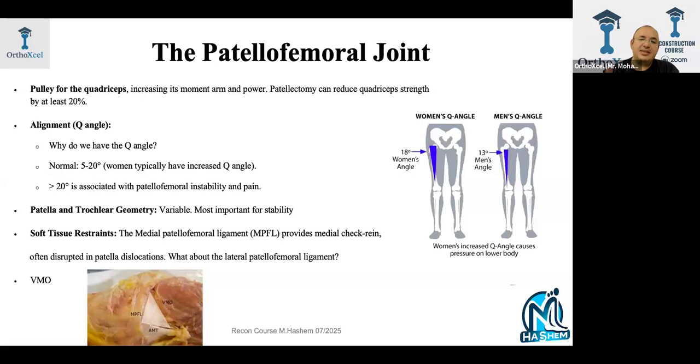So normal patellar tracking depends on a normal Q angle, normal trochlear geometry, normal patellar geometry, and soft tissue restraints, which are the MPFL and VMO. The same applies for the total knee. When you're doing a total knee, you need a well-formed patellar button, in a proper shape to fit the femoral component, so you replicate the relation between the trochlea and the patella.